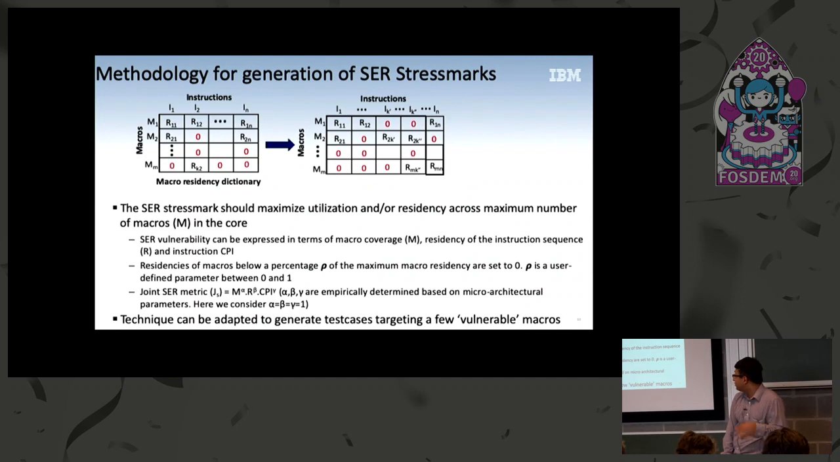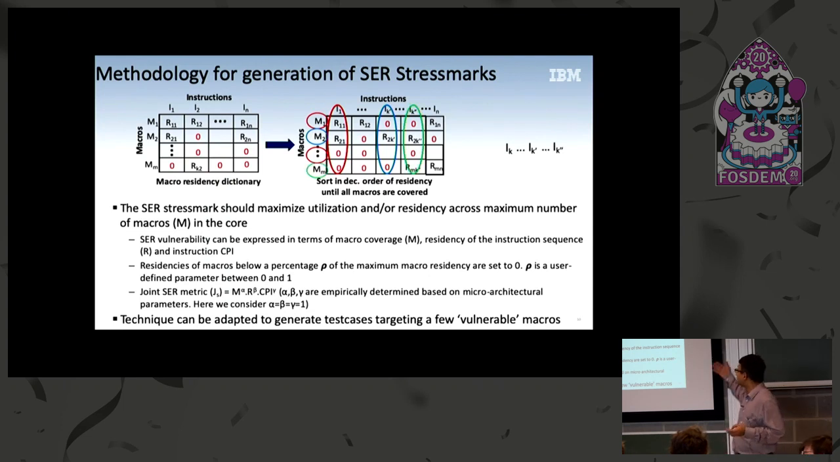So as we go on selecting macros one by one, we will knock out those particular macros from that instruction. And we continue successively to select instructions until all macros are covered. The sequence that is generated in this manner is our skeleton sequence, which can be used to generate the test case. The test case is basically an infinite loop running these sequences of instructions one after the other.